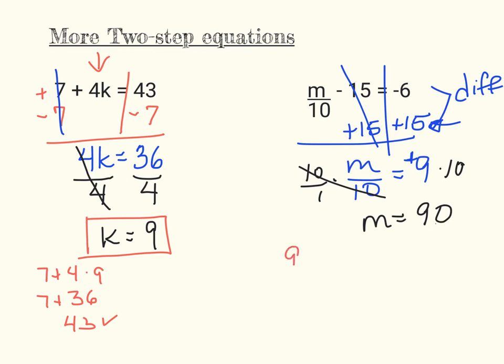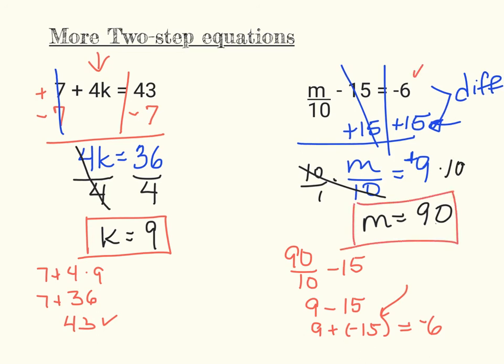So m is 90, so that's 90 divided by 10 minus 15. 90 divided by 10 is 9 minus 15. Stay, change, cha-cha-cha. The signs are different. Find the difference. The difference of 15 and 9 is 6. The larger absolute value is 15, so it's negative 6, which is exactly what it was up here. So therefore, I am correct that m is equal to 90.